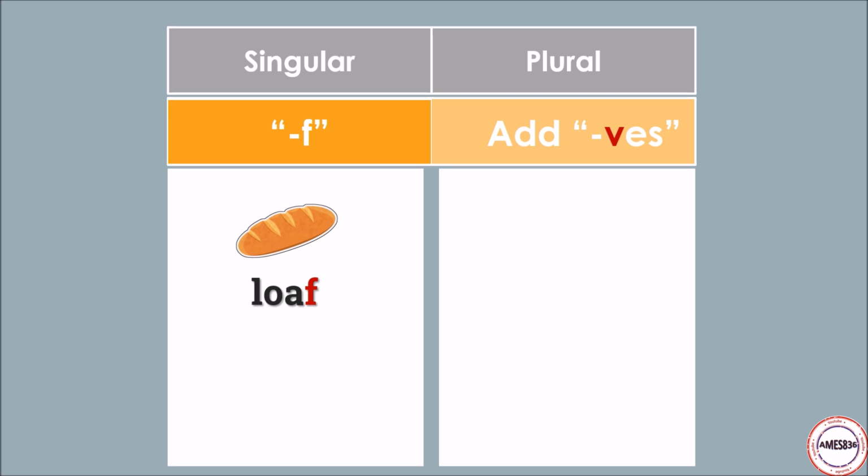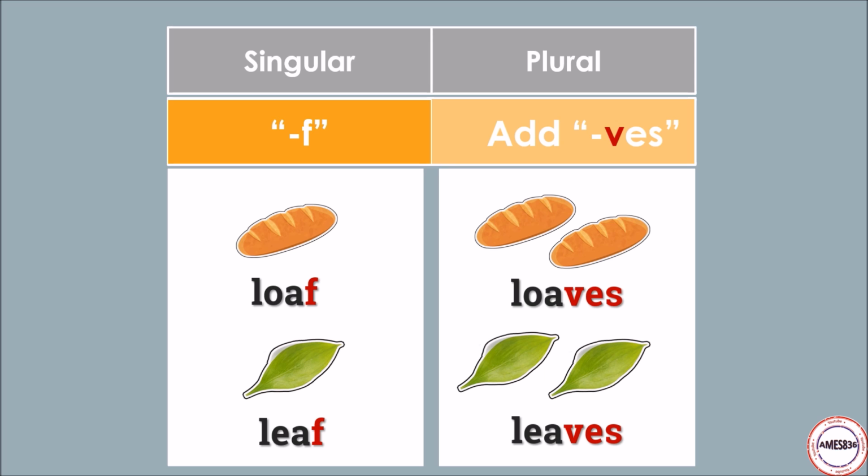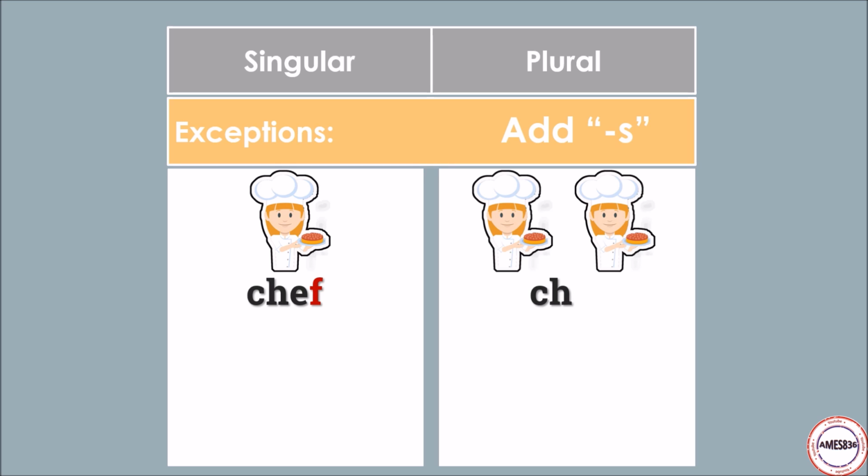Loaf, loaves. Leaf, leaves. But some nouns that end in f are made plural simply by adding s. Chef, chefs. Roof, roofs.